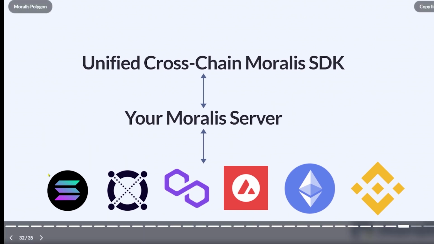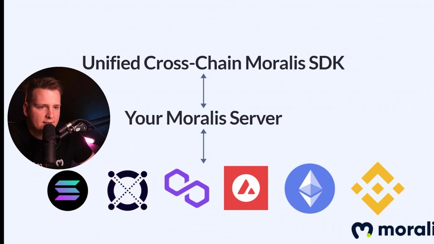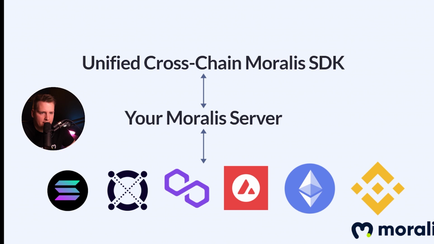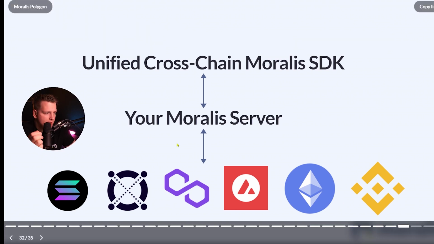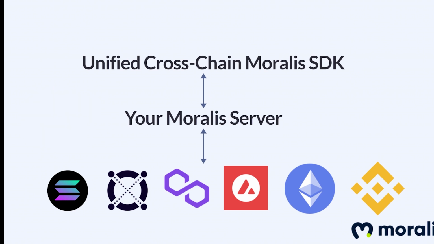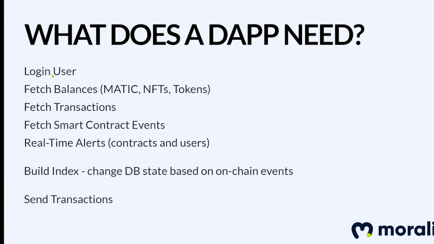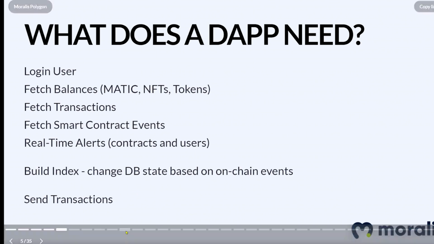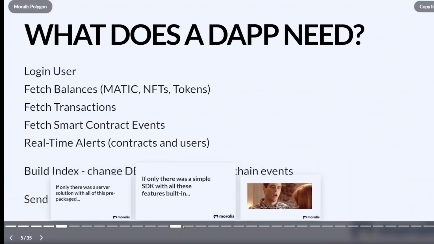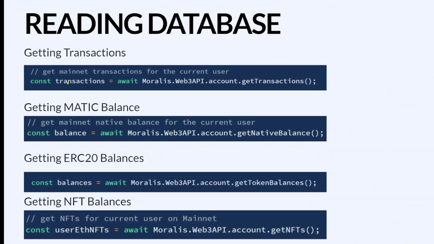All of the different blockchains are right here on the bottom layer. And then you have the Moralis server that is able to connect to all of them and fetch all of the information from all of them. And you get a unified cross-chain SDK. Because even on Solana, even on Elrond, even on all of these non-EVM compatible blockchains, you still need the same things. You still need to log in a user, to fetch transactions, to get real-time alerts, to send transactions. So Moralis is going to have exactly the same interface, exactly the same SDK for all of them. For example, getting transactions from Solana, Elrond, MATIC, Ethereum is going to be this one line of code.